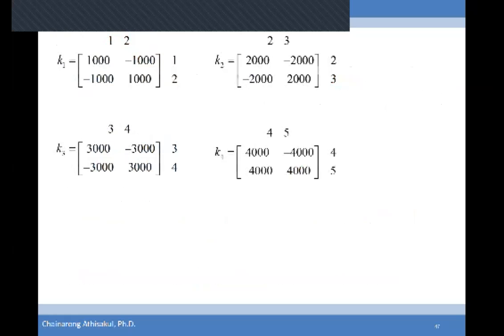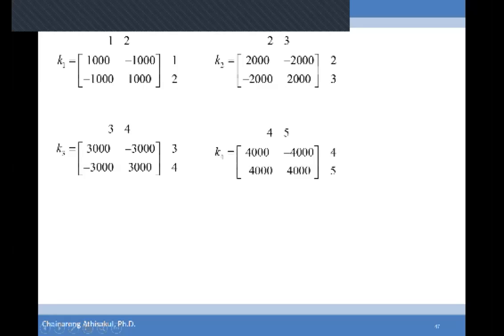So according to this, if we form the element stiffness for element number 1, it should be 1000, minus 1000, minus 1000, and also 1000, right? In the same manner for K2, K3, and K4, we have the same procedure, like this.